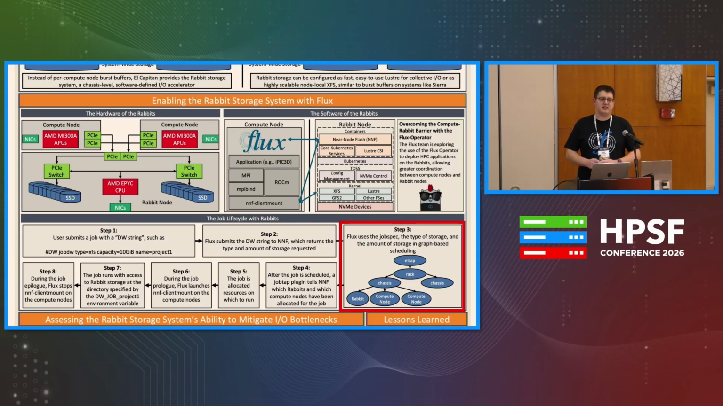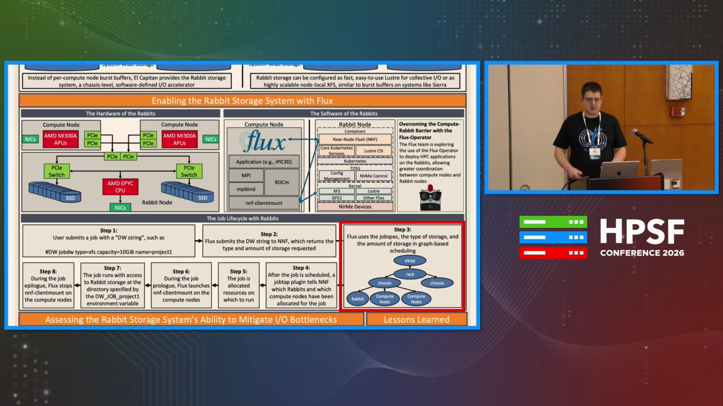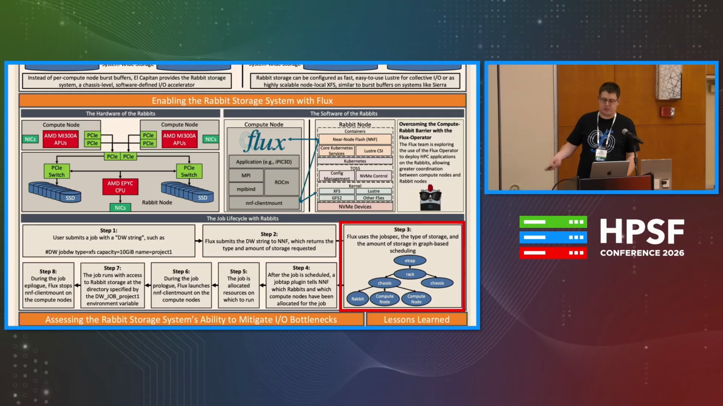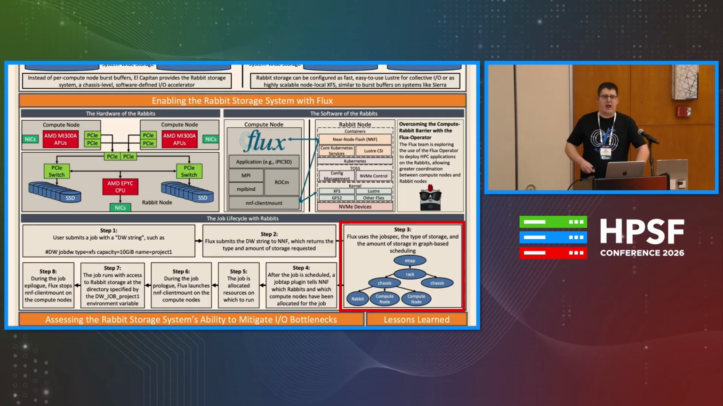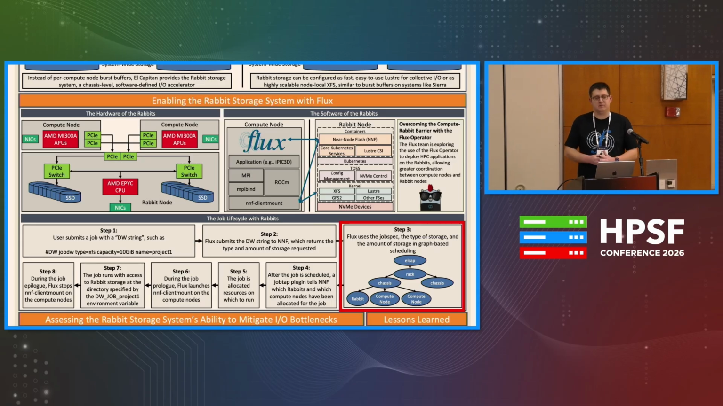I also want to emphasize that when you're using Rabbits, Flux will edit its job lifecycle some, and in particular, Flux makes use of its graph-based scheduling component called Fluxion to actually schedule the storage on the Rabbits. So the resource graph, the resource representation of Flux, looks something like what's in the red box on screen here, and it uses essentially a very complex graph matching approach to identify both what compute resources you need and what Rabbit storage resources you need.